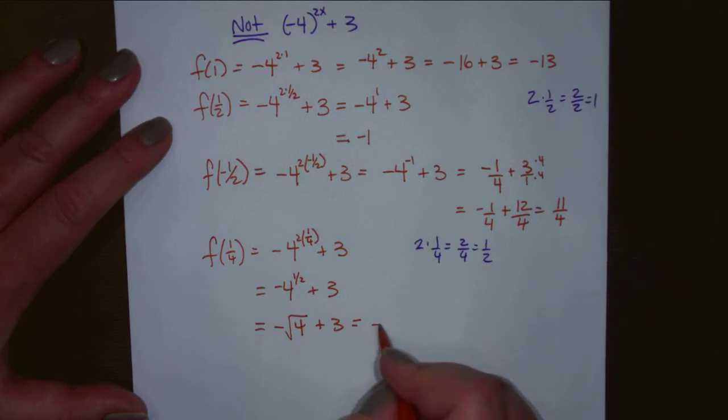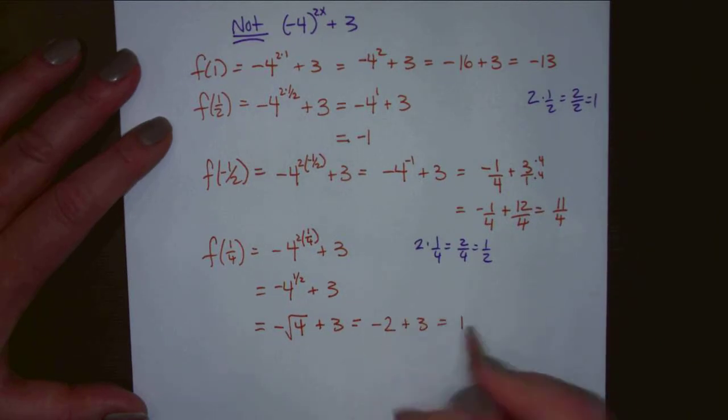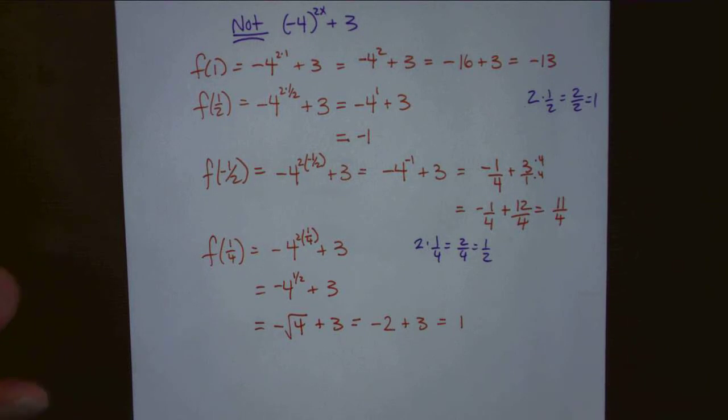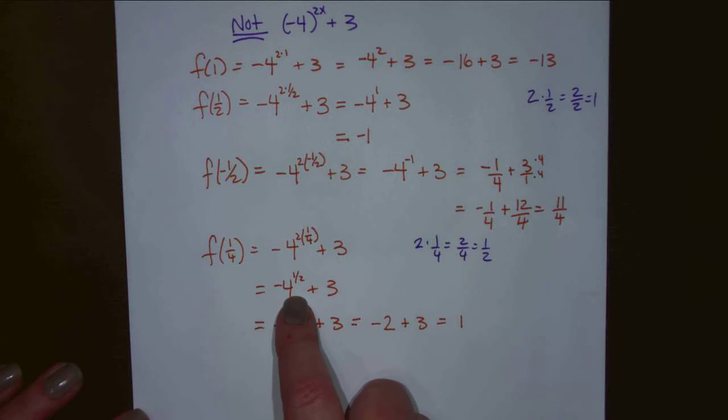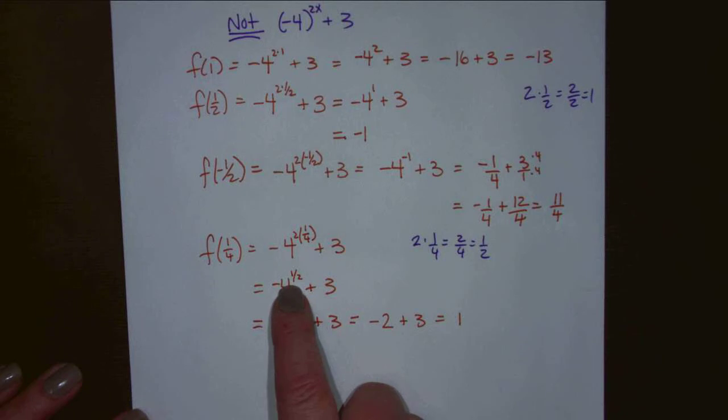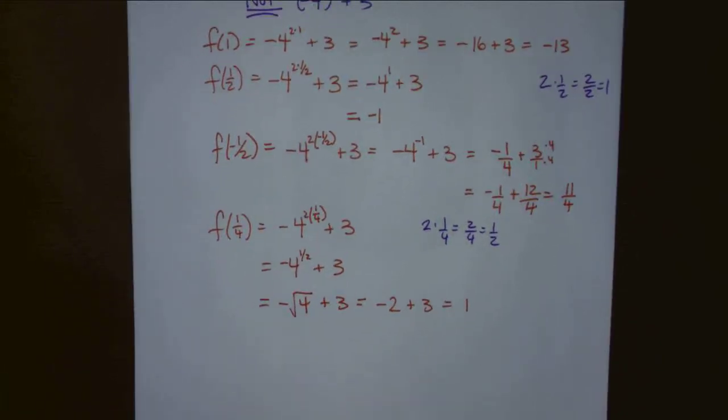Square root of 4 is 2, so that equals 1. Watch, a negative in front of something is not attached unless there's a bracket in front. If you need to, write it as minus 1 times 4 to the 1/2. That's what the minus in front of something means. It doesn't go with the exponent unless there was a bracket around it.